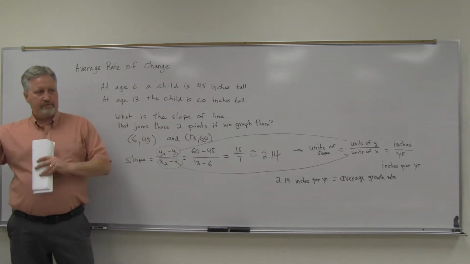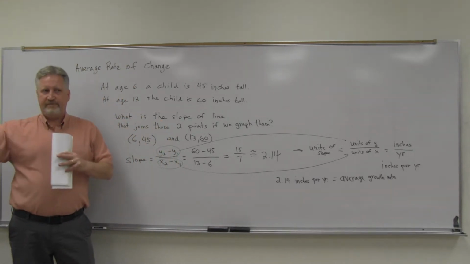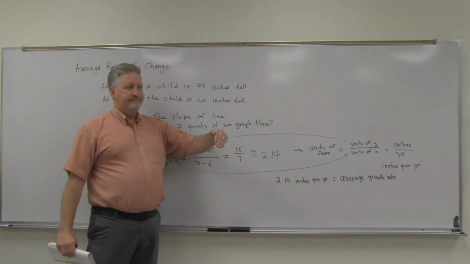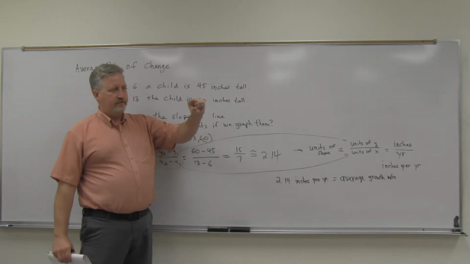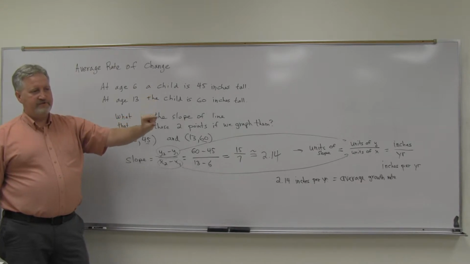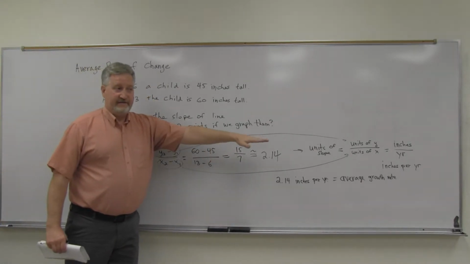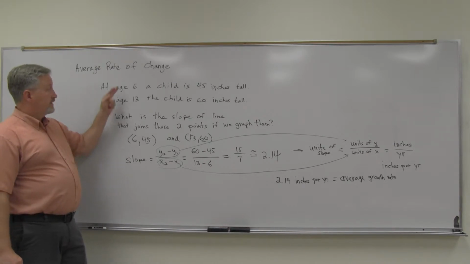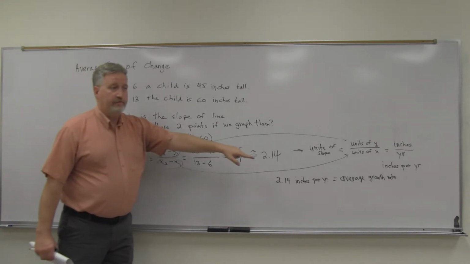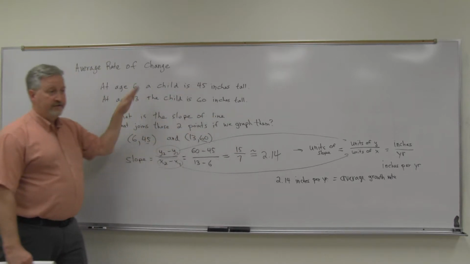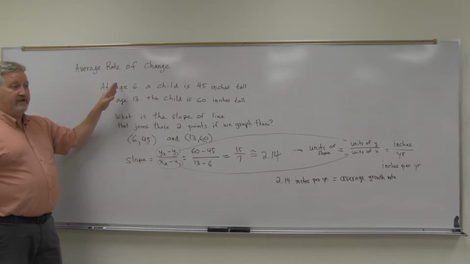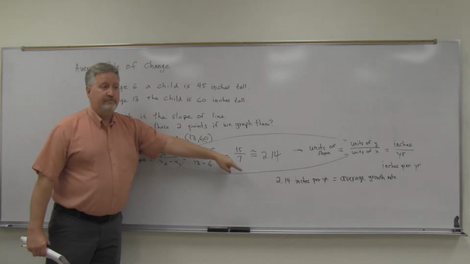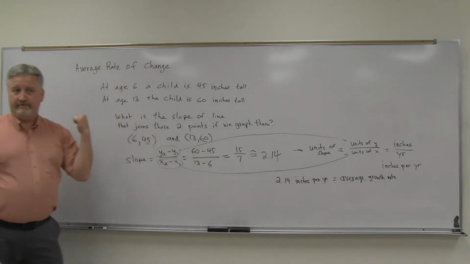If we took all their growth rates in each year, say the child grew this much, and then the next year grew this much, this is averaging it out. So that's what you get when you do this slope formula. You get an average growth rate. You average all the years' growth out. It'll come out to be 2.14. That's what this is saying.